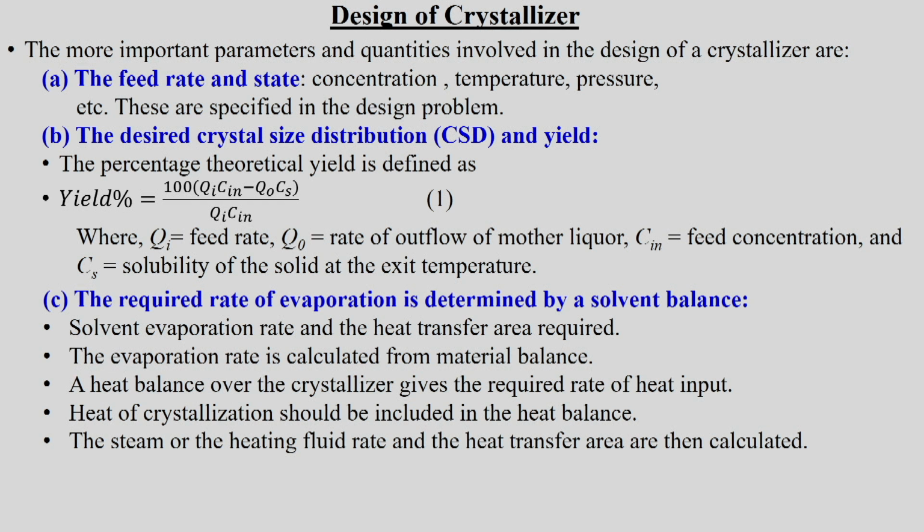And we discussed the design of the crystallizer, based on the feed rate and state, the desired crystal size distribution, and the yield. The yield is calculated as 100 times (Qi Cin minus Qo Cs) divided by (Qi Cin), where Qi is the feed rate and Qo is the rate of outflow of the mother liquor. Okay. And the required rate of evaporation is determined by the solvent balance. So, during crystallizer design, we considered some amount of evaporation and also no evaporation.